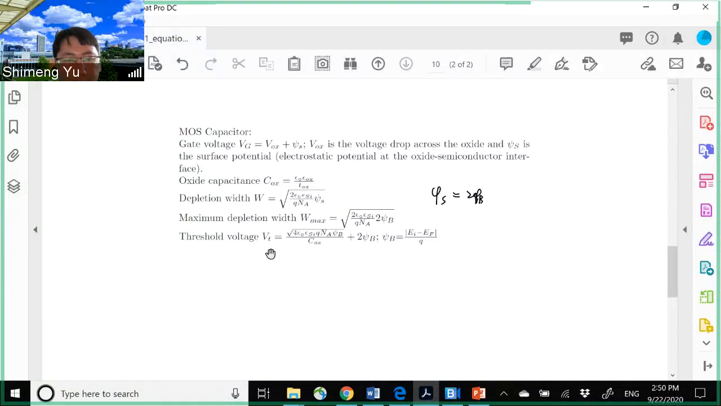And then the threshold voltage is given by this equation. Actually, the gate voltage drops on the VOX plus the phi s. And at the threshold, this phi s equals 2 phi b. And then the VOX is given by this square root.